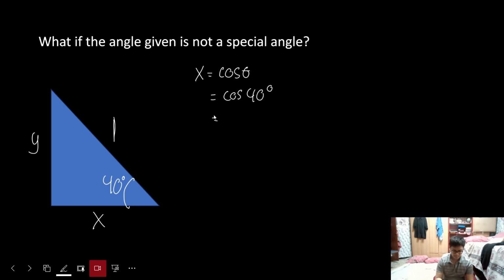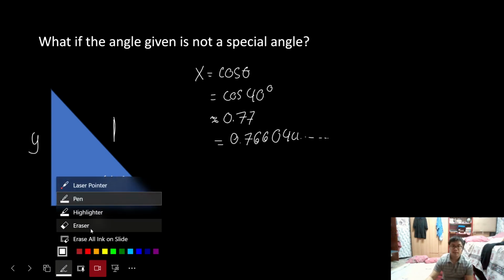If I have cosine 40 degrees, my answer here would be approximately 0.77, because in reality this is 0.76604 and so on and so forth. See, it will not give you the exact value. So that's the problem there.